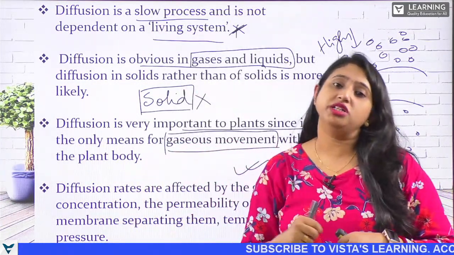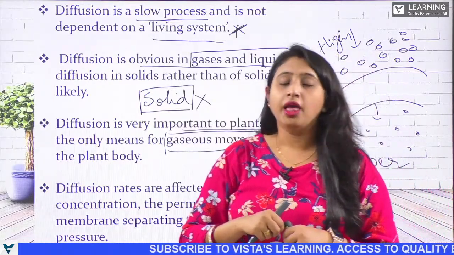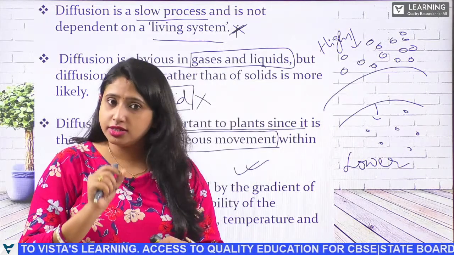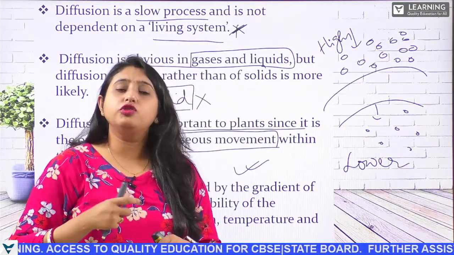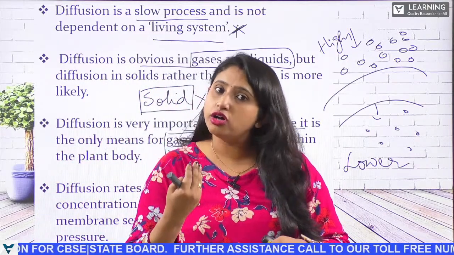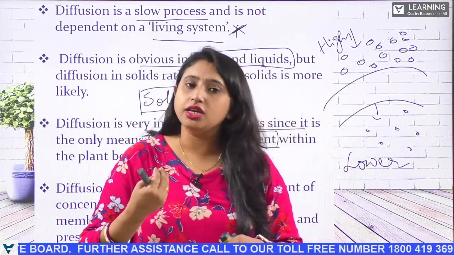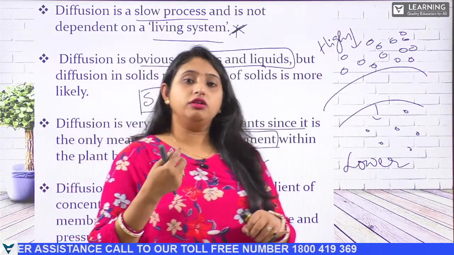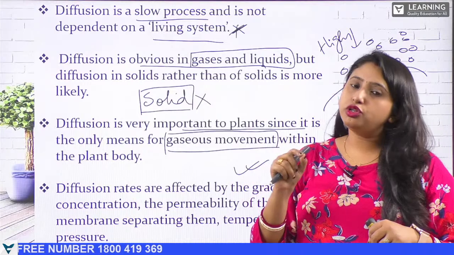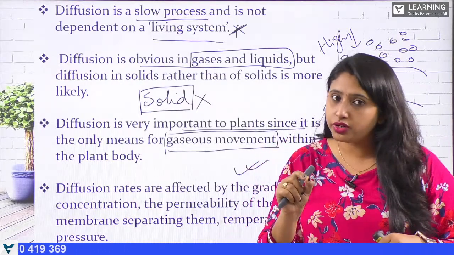Now, what do you mean by this gradient concentration? See, some of the molecules will be of smaller size, right? Some molecules will be of bigger size. So the smaller molecules can easily cross the plasma membrane, isn't it? But the bigger molecules will find difficulty, right? So the diffusion also depends upon the concentration gradient.